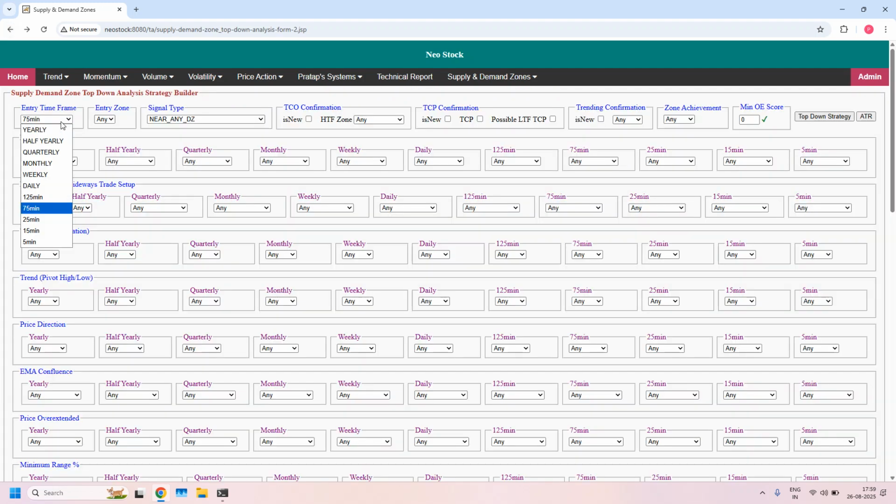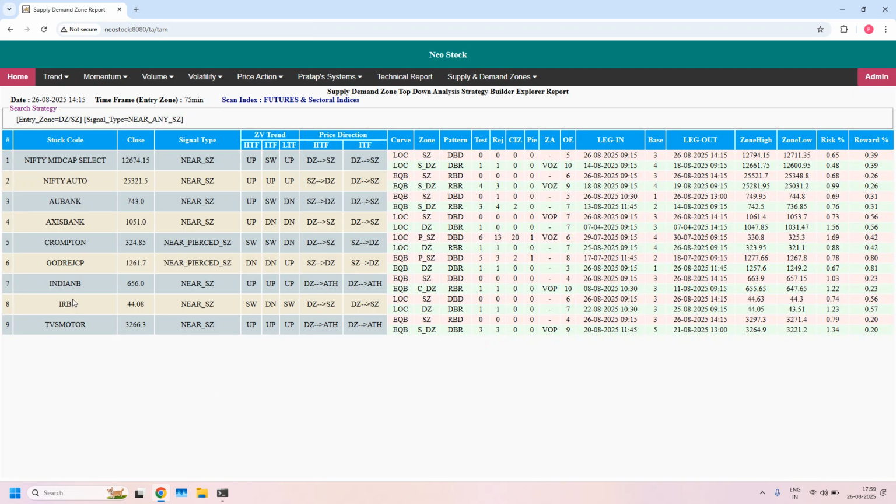Next, for 75 minutes time frame, stocks near to the 75 minutes supply zone, we got 9 stocks. Let us identify 75 minutes high liquidity supply zones from this list. No, we don't have any 75 minutes high liquidity supply zones from this list. So this is about daily and 75 minutes high liquidity zone identification, for the high liquidity zone strategy you learned in lesson 21.3 video.